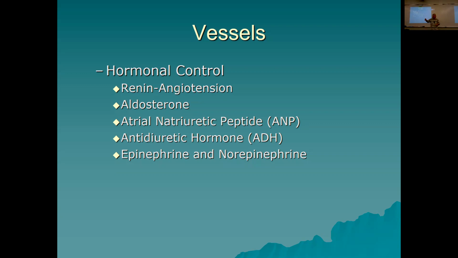Here's where we left off on hormonal control. So we talked about neural control of blood pressure and blood flow. Now we're talking about hormonal control. And mostly this has to do with changes in blood volume. So here's another way you regulate blood pressure: by changing blood volume. I think I mentioned this earlier in this chapter.